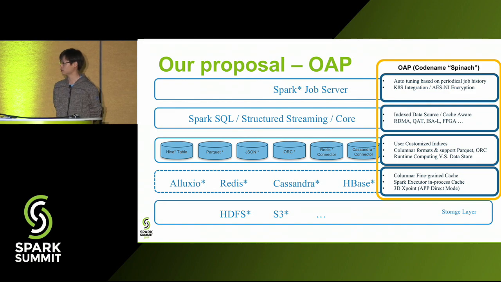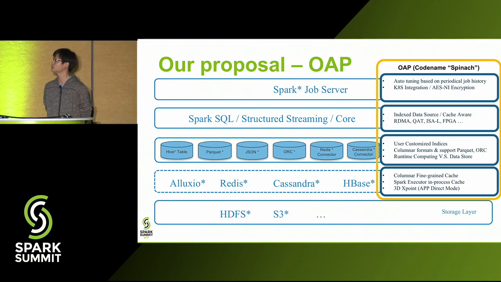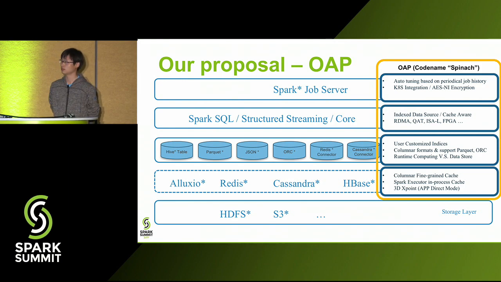And also we have an indexed data source and a cache-aware system, so the Spark scheduler can know where the data cache and indexes are located, so the scheduler could be even smarter. And we can use other Intel technologies like RDMA, QAT, ISA-L, or FPGA to accelerate the whole query execution.